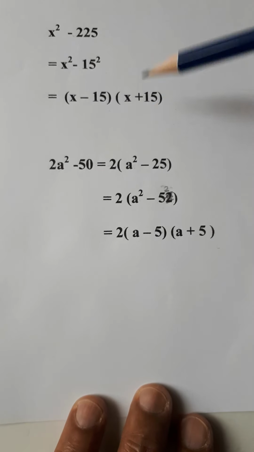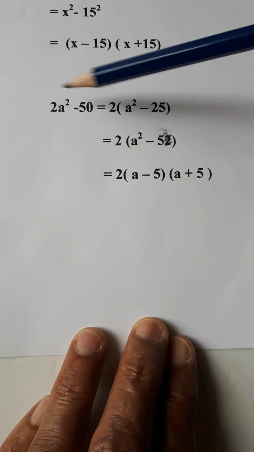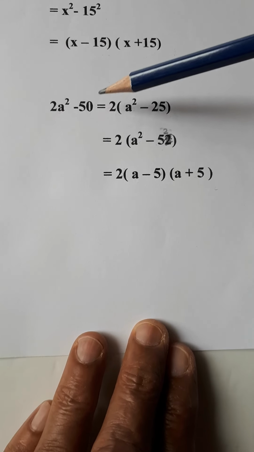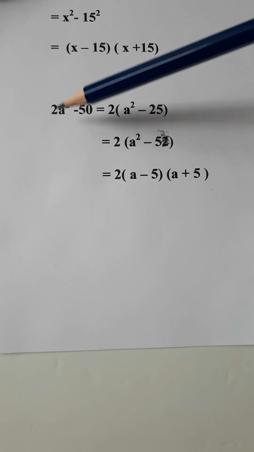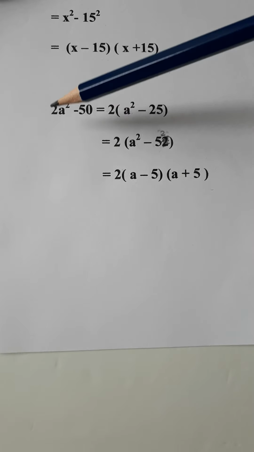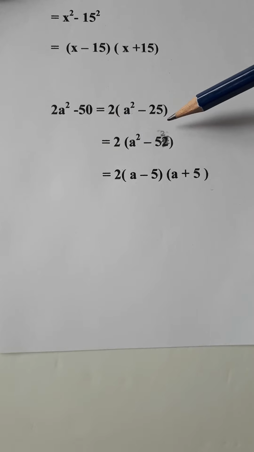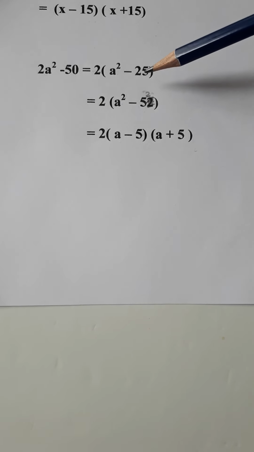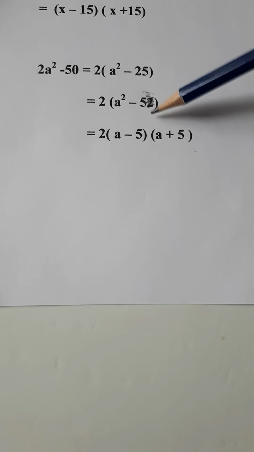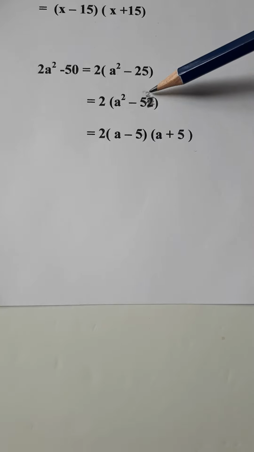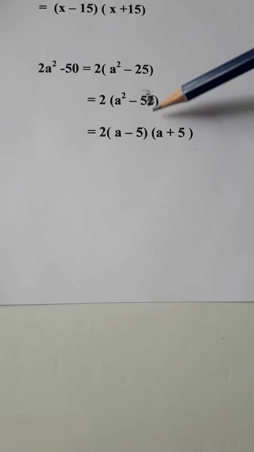This is another example. If you see a question like this, what are the factors of this one? We know that 50 is not a perfect square. But first of all, you have to take the common factors out. 2 out, then it becomes a squared. 2 out here, it becomes 25. Now, 25 is a perfect square. We can say 5 squared. Sorry about this spelling typing mistake. 5 squared. So we already have one factor. This part becomes a minus 5, a plus 5.